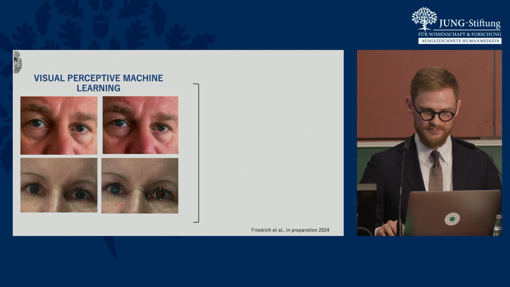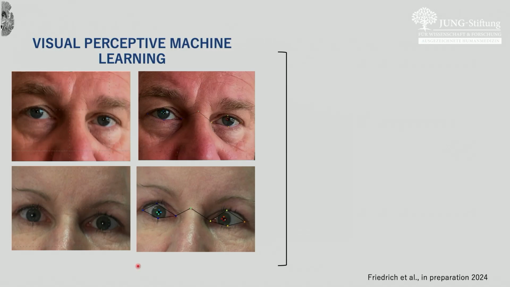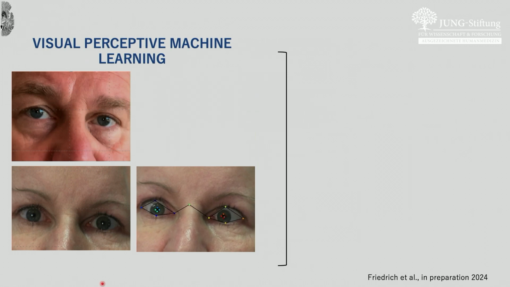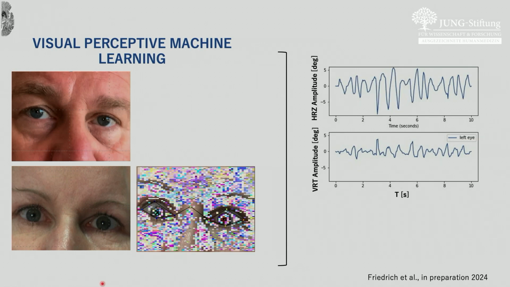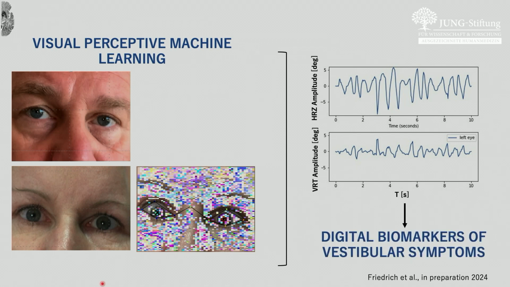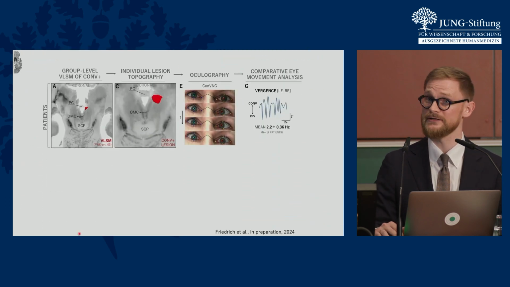And coming back to our patients, here you can see these two examples were not in the training data set. So those are unseen examples. And the algorithm works very well. The eyes are tracked nicely. And now we can use these videos that we have everywhere in our hospitals, on our smartphones. We have video databases everywhere to really extract digital biomarkers of vestibular symptoms or of neurological symptoms more generally.